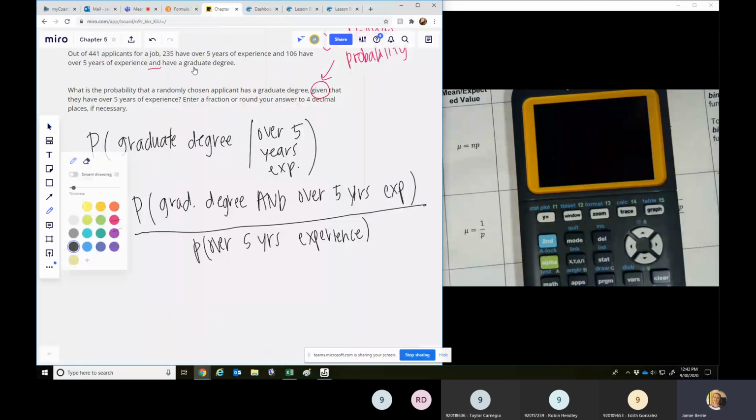All right, so let's look at our numbers up here. Out of 441 applicants for a job, 235 have over 5 years experience, and 106 have over 5 years experience and a graduate degree. That's what we're looking for: the probability that they have a graduate degree and over 5 years experience. So that was 106 out of the 441. So the numerator is 106 out of the total 441 applicants. Big division sign there.